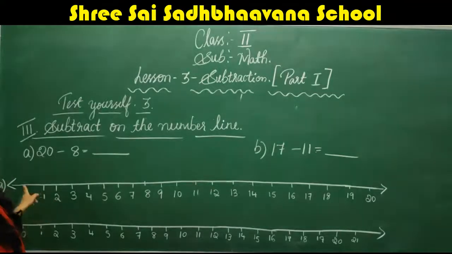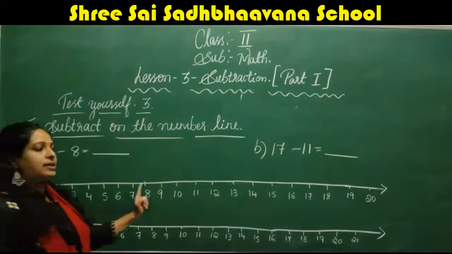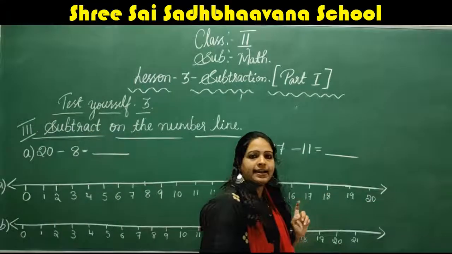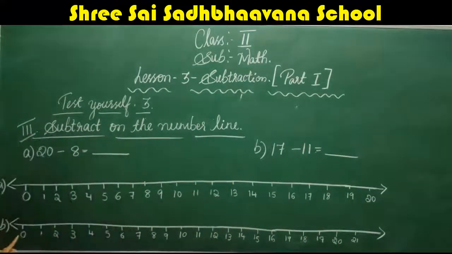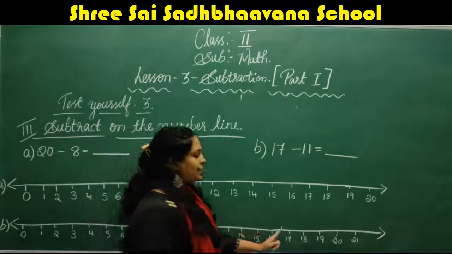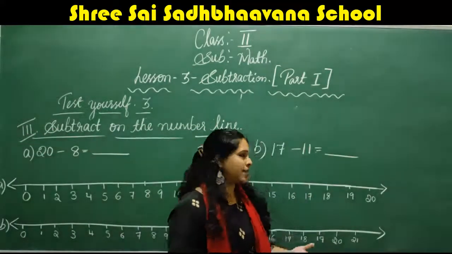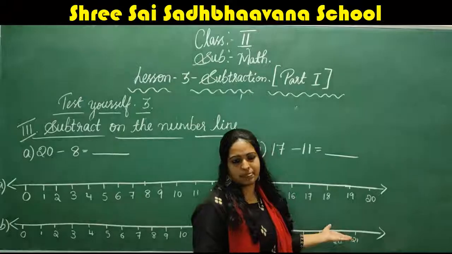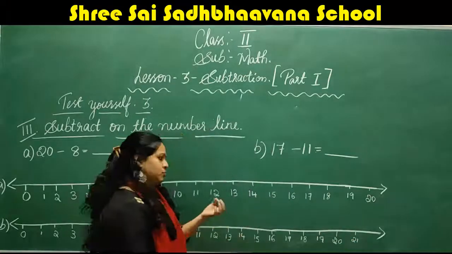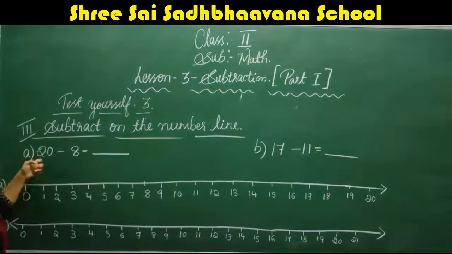Children, here I have drawn the number lines. I have started from 0 and written till 20, and in the second line I have started from 0 and written till 21. It's your wish, you can continue or stop here itself. Okay, no issues. So let us see first 20 minus 8. What I have to do now? I have to minus 8 from 20.